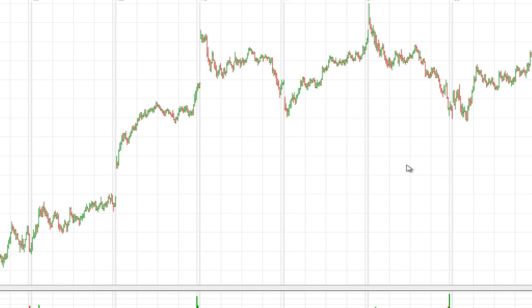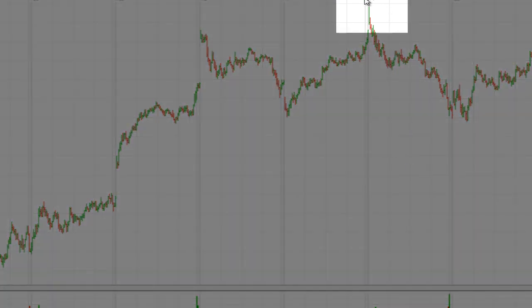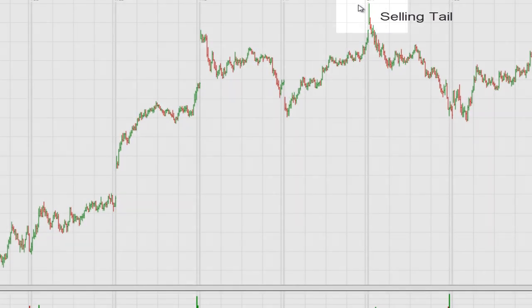Okay, well, let's see if you were able to pinpoint it. Now, in reality, if we drill down into this chart, you'll find several tails, quite a few. But the main prominent one that you can see right away is this right here. This is a selling tail. And why is it called a selling tail? What is it and how is it formed?